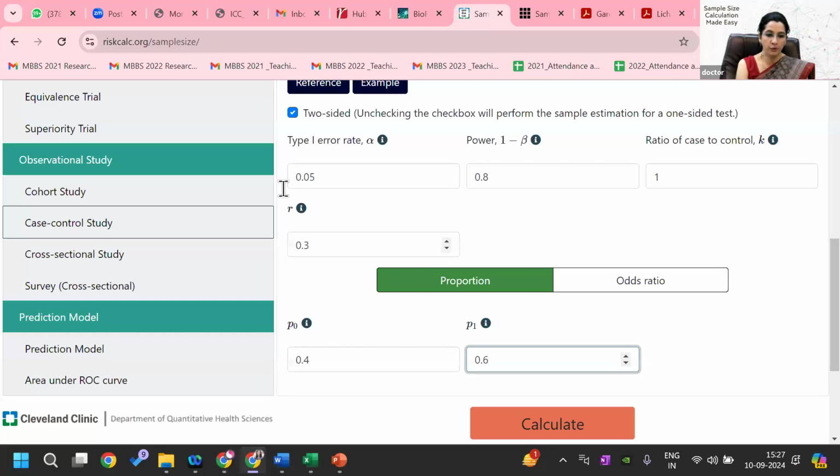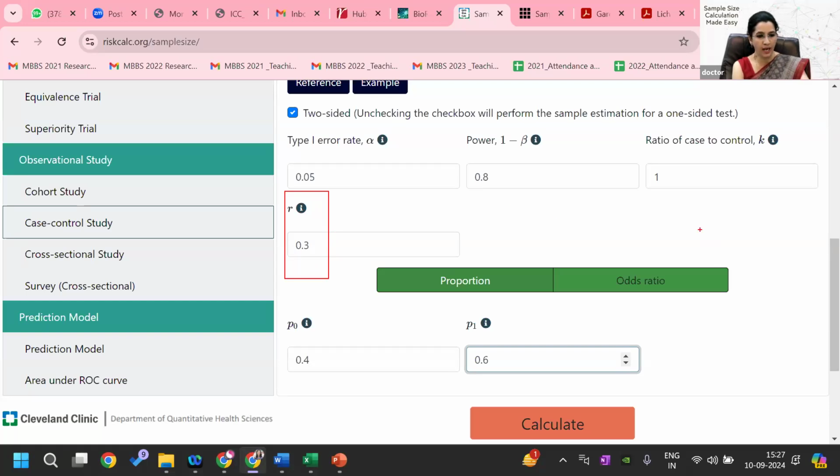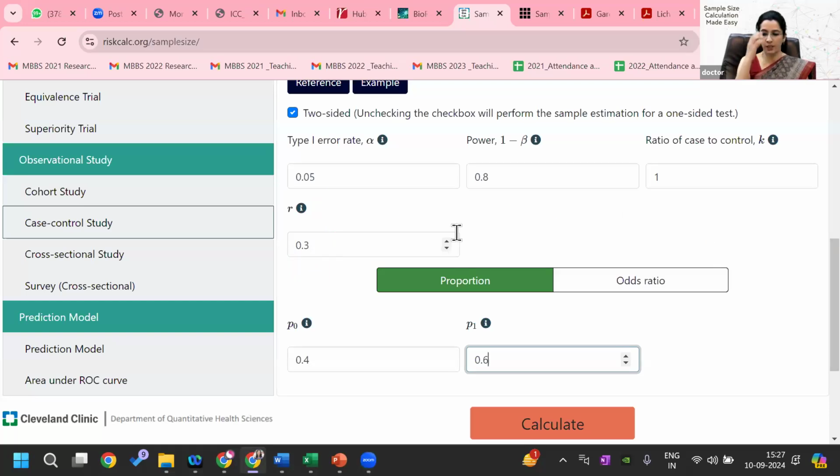But can you see that there's an R here? This R is the correlation between the cases and controls. You need this correlation to calculate the sample size. But if you don't have it, you can assume it. If you think there is a moderate correlation between the cases and controls for a confounding variable, you can put it as 0.3 or 0.4. If you anticipate a very low correlation, then you can put it as 0.1.